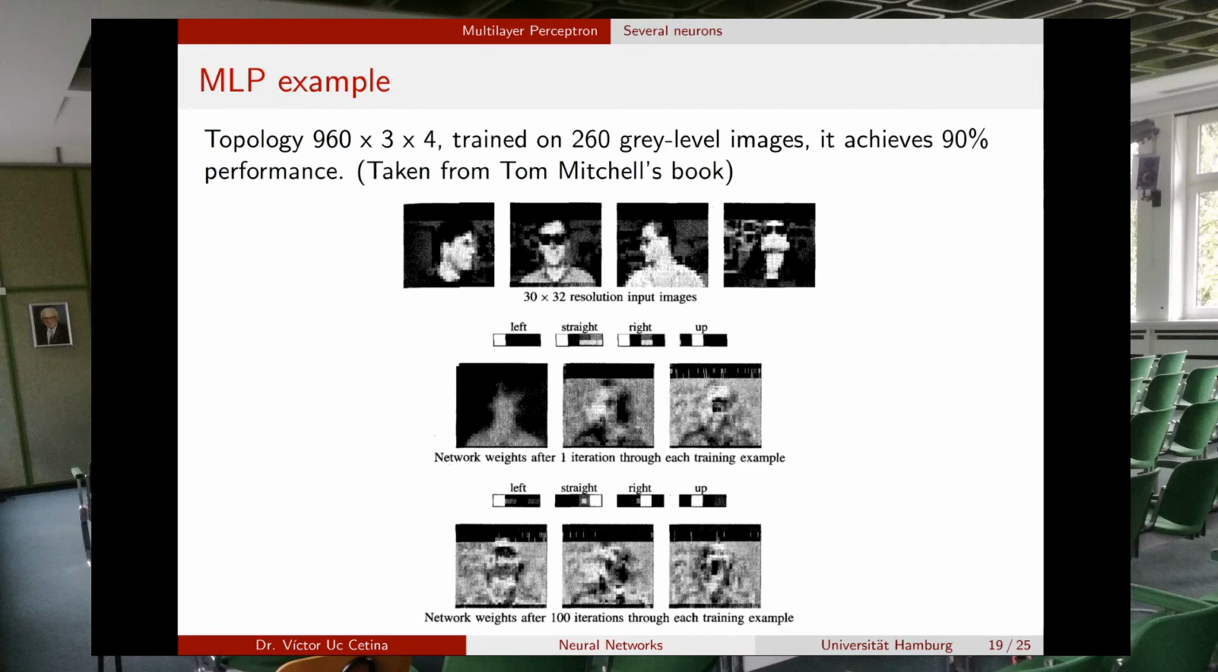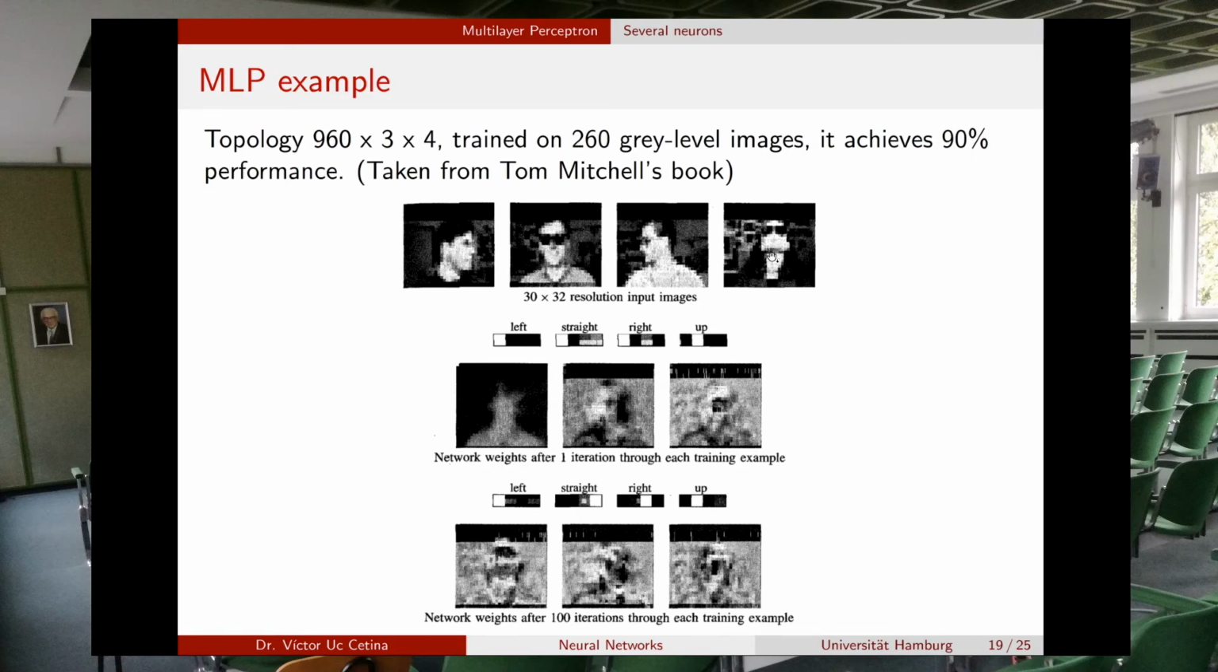So this algorithm is quite powerful, and this is an example of a quite old project or experiment. The idea of this experiment was to train a neural network to detect if a person is looking to the left of himself, if the person is looking just forward, to his or her right side, or if the person is looking up.